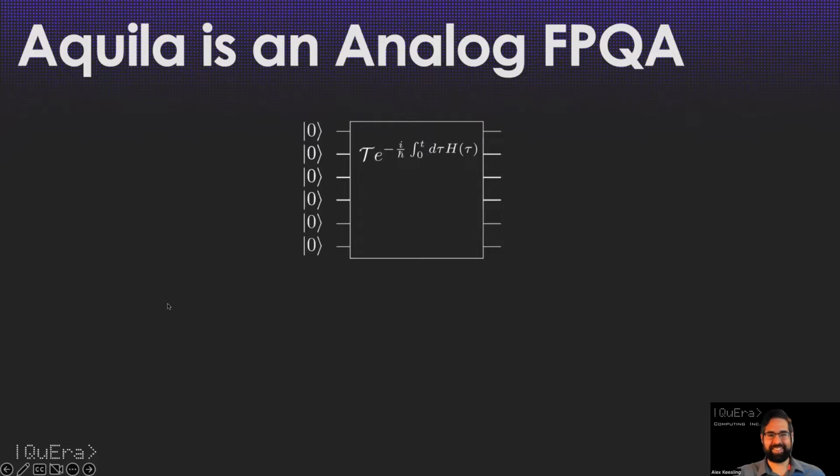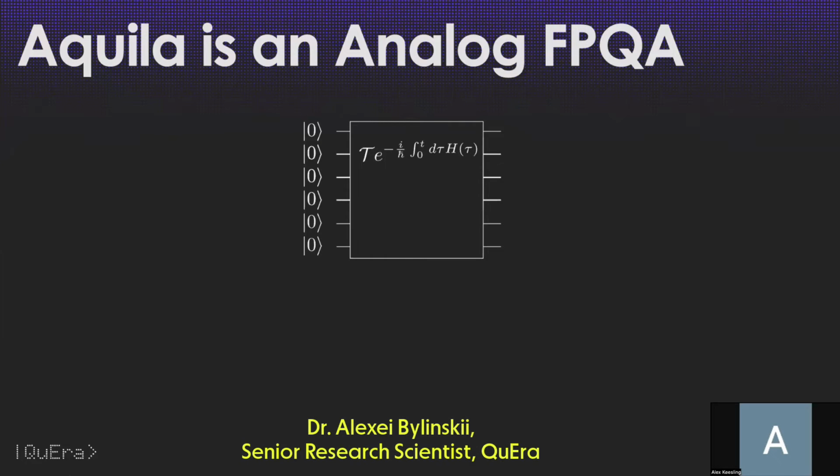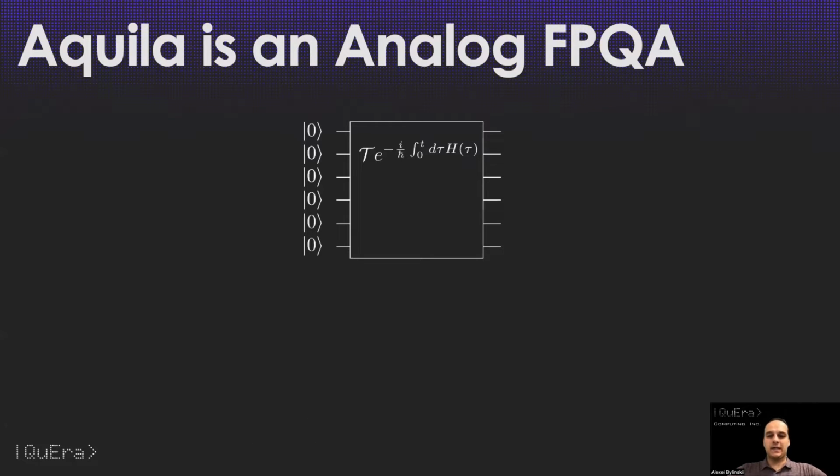I hope everybody's ready to peek under the hood of Aquila and find out how it is an analog FPQA, so an analog field programmable qubit array. As Alex mentioned, it's an analog computer, and the FPQA part has to do with how the qubits can be configured from one computation to the other by the user.